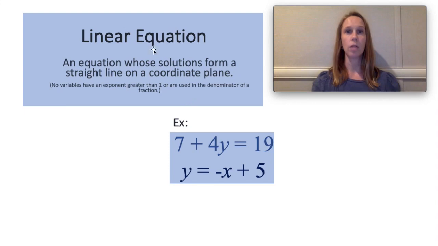And also, you'll notice the word equation has the word equal almost in it. So an equation has to have an equal sign. And just to review the difference between an expression and an equation: an expression doesn't have to have that equal sign. So we could say 7 plus 4y is an expression, equal to 19, another expression. But what makes this an equation is the equal sign.